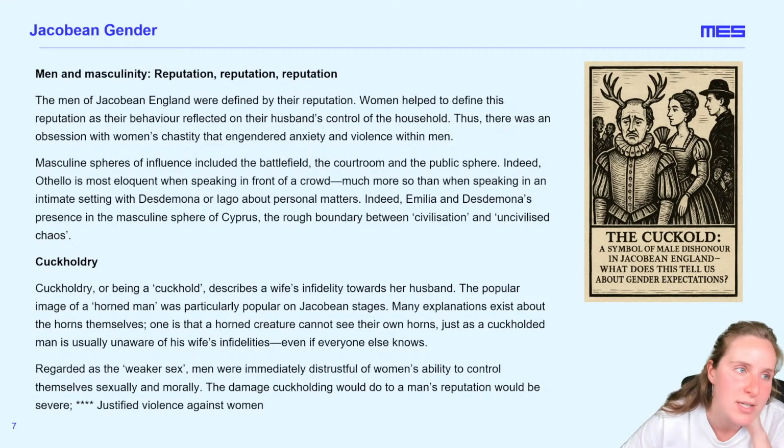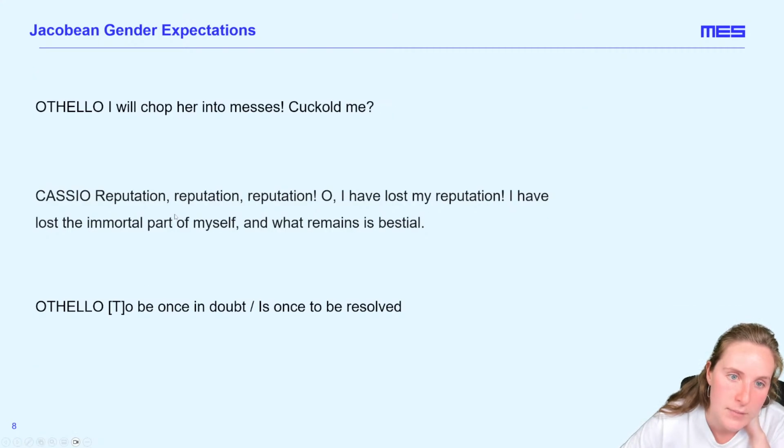But it's also interesting, the power dynamic also works the other way, right? A woman kind of controls a man's reputation in a way, whereas they're dependent on a woman for their reputation. So thus, again, a woman is transactional, in that she is used to prop up the reputation of a man. And then let's take a look at what this looks like for masculinity in the play.